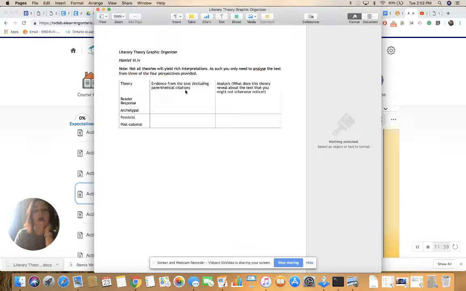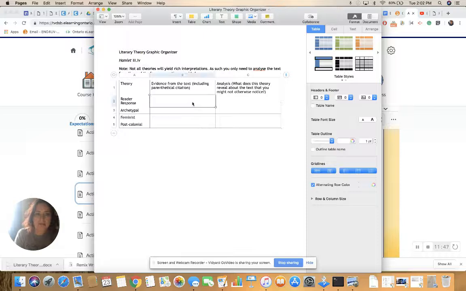Okay? When I say evidence from the text, including parenthetical citation, this is how you cite a scene from a play. Here we go. So let's say I have the lines. That definitely looks like Shakespearean language. We already know it's in Act 3, Scene 4. So I go 3, 4, capitals, those are Roman numerals. And let's say it was line 25 to 35 that I'm citing. That's pretty long. I wouldn't do that. 25 to 26. Okay? Period. That's how I cite it.